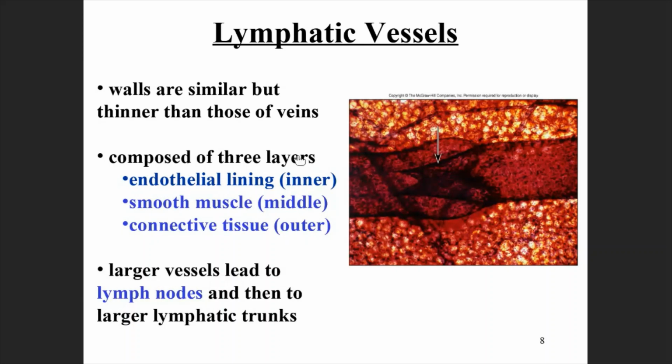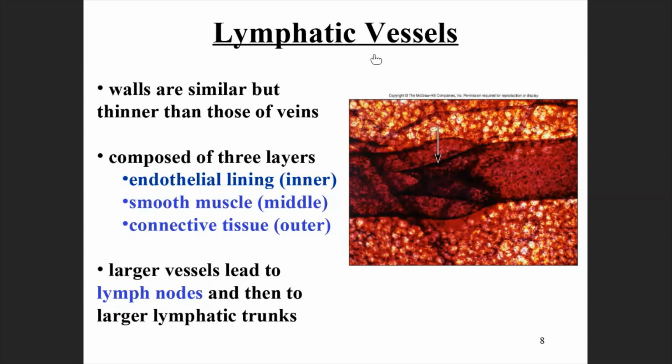And they're also composed of three layers: the inner lining, endothelial cells, the smooth muscle middle layer, and the connective tissue on the outside. We don't really call them tunica interna, tunica media, and tunica externa because that really refers to blood vessels. It has a very thin wall, like veins. And usually these large vessels will drain into the lymph node. And one of the functions of the lymph node is to filter the lymph, okay? Filter the lymph.